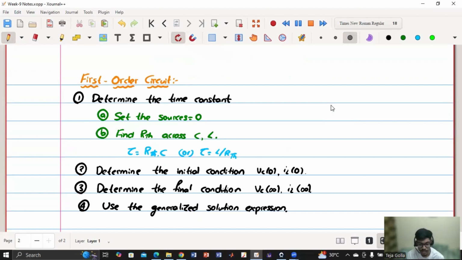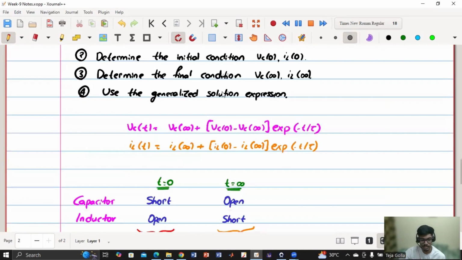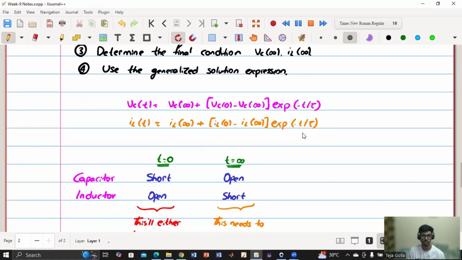Then we'll determine the initial condition. Then we'll determine the final condition. Then we'll use the generalized solution expression that we have just discussed. Whether it could be VC, whether it could be IL, it is still applicable. It is generic. And we'll also have to find the initial condition and final condition.